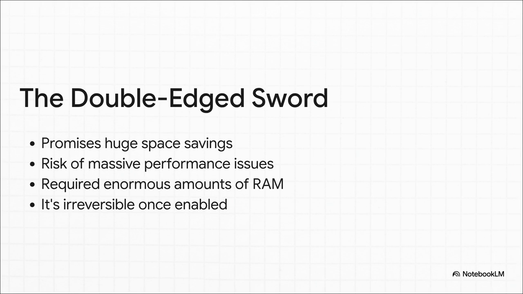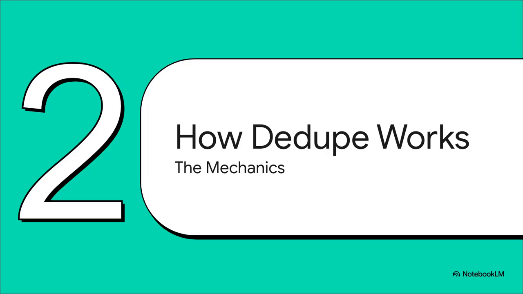It needed an insane amount of RAM, and if you didn't have enough, your performance didn't just get slow, it fell off a cliff. But the absolute scariest part? It was irreversible. Once you flip that switch on a dataset, that's it. No going back. You were stuck with it, for better or, more likely, for worse. So how does this whole thing even work? I mean, what's going on under the hood?